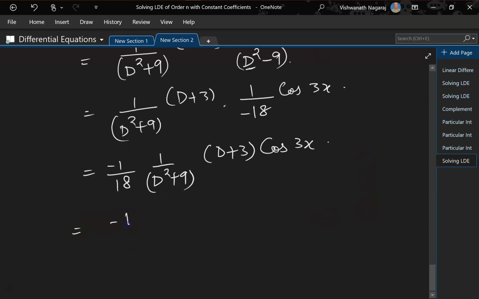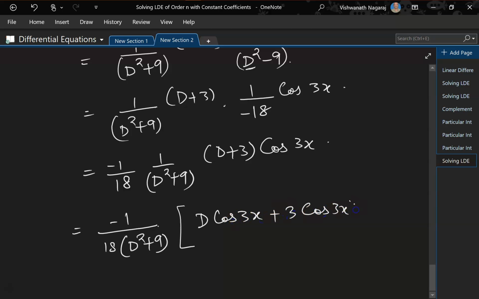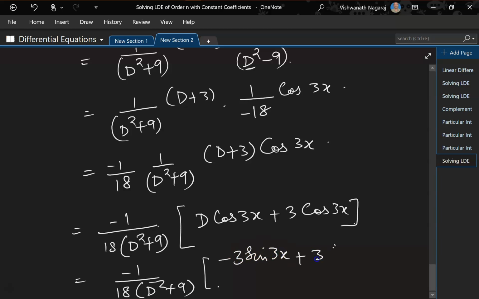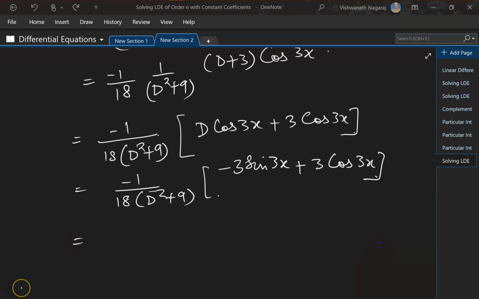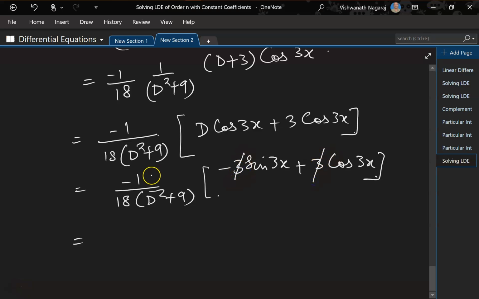And now what we'll do is we will distribute this d plus 3, right? So we will end up with d cos 3x plus 3 cos 3x, minus 1 by 18, d square plus 9. D is nothing but dy by dx, right? So we differentiate cos 3x. We get what? Minus sin 3x and then plus 3 cos 3x. Okay. Now what is the next step? What we can do is we can take out this 3 and this 3, and then we can cancel this. So we are left with minus 1 by 6.